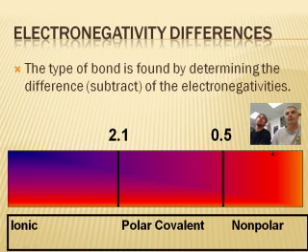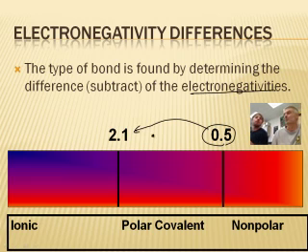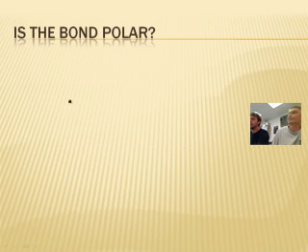It's pretty simple. If you are less than 0.5 difference of electronegativities, meaning you subtract the values, then it's non-polar. If it's between 0.5 and 2.1, and this is sort of an ish number, it's kind of squishy, flexible, it's polar. And if you get above 2.1, it becomes so polar that instead of sharing, it takes it. It becomes ionic. So let's just do some examples.